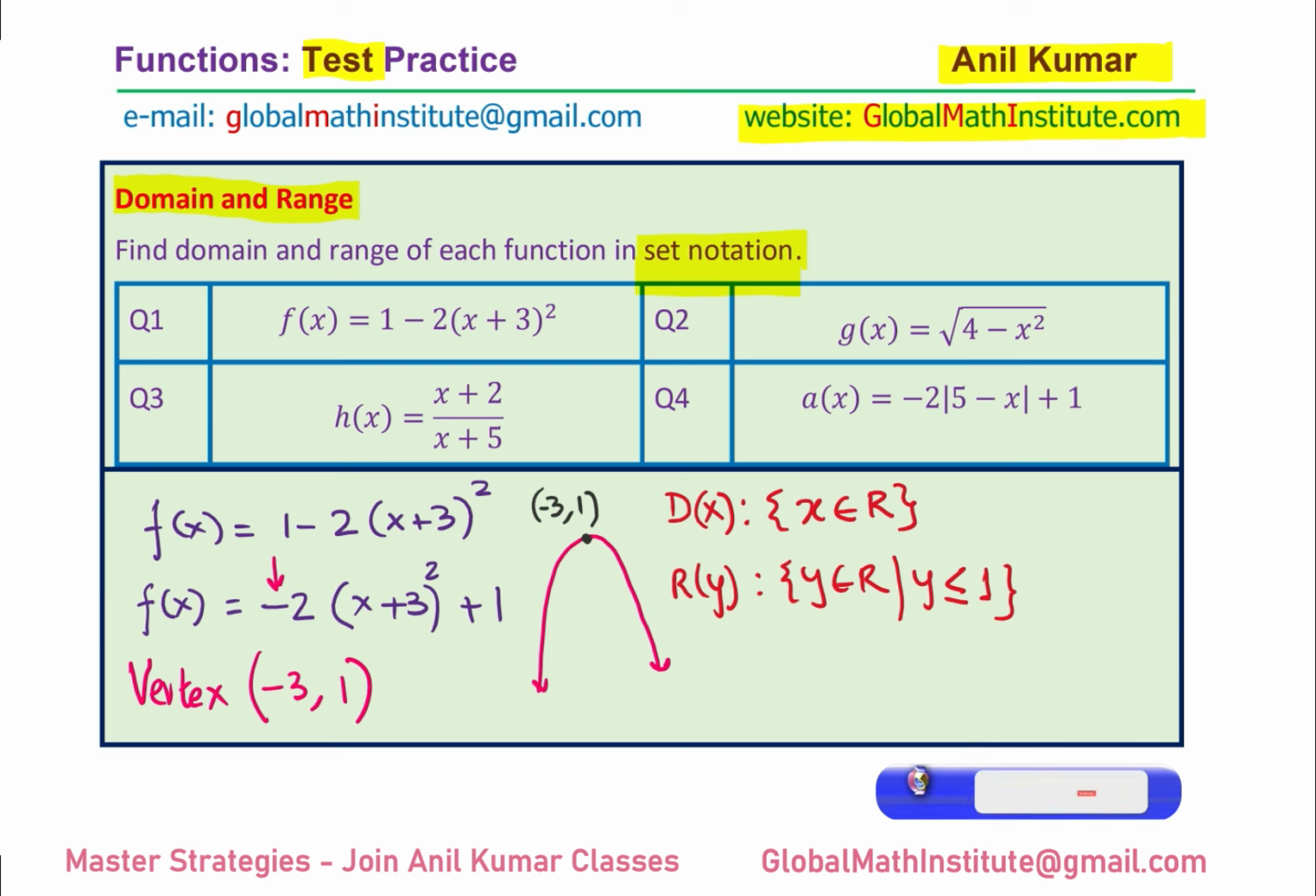I hope with this you have understood the concept, and if you get a quadratic function in vertex form, you can write the domain and range. If the function is not given in vertex form, you can convert it using the completing the square method, or some other strategies. Perfect. So now I think the first question is absolutely clear.